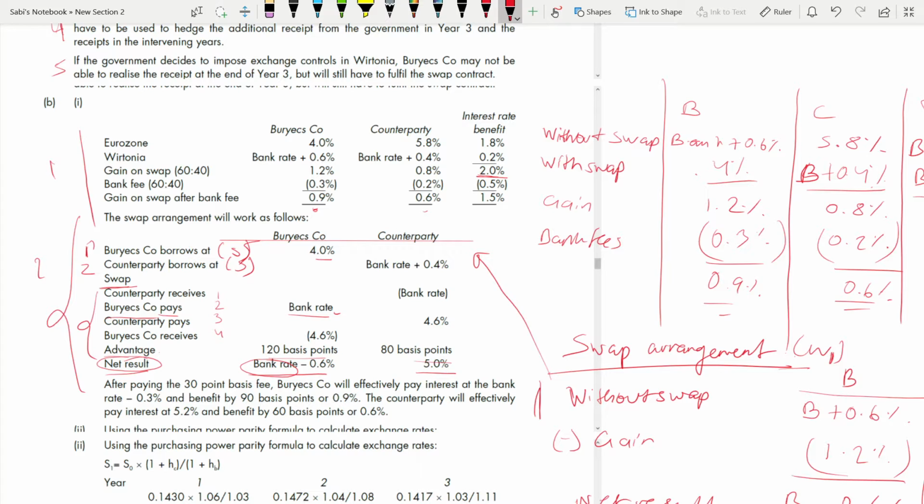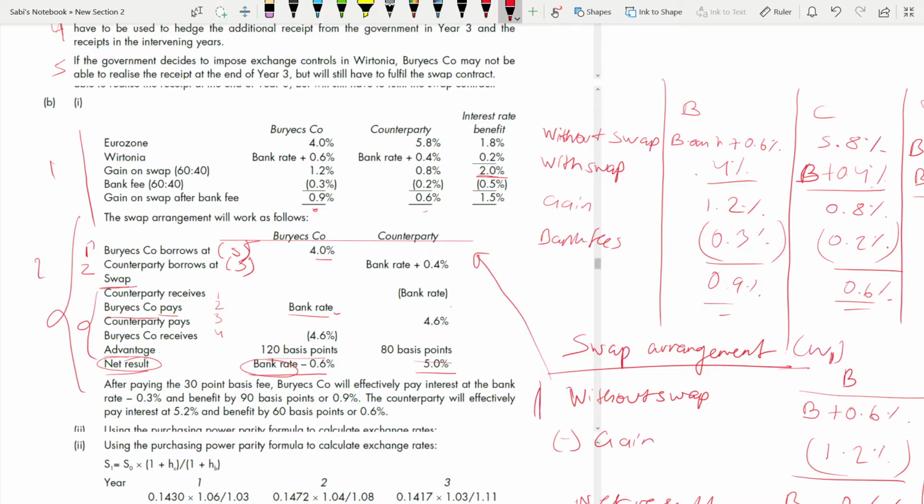You might be thinking that payment has to be in bracket and receipt without bracket. No, receipt has to be in bracket in this case, and your payment has to be without the bracket, but the amount will be the same. If one is paying, the other one will be receiving the same amount. Therefore, Bruce company is paying bank rate, because in the net result they have a bank rate. Counterparty is receiving that bank rate, therefore it will be in bracket. When you see the net result of counterparty, it is just 5%, there is no bank rate in the answer.